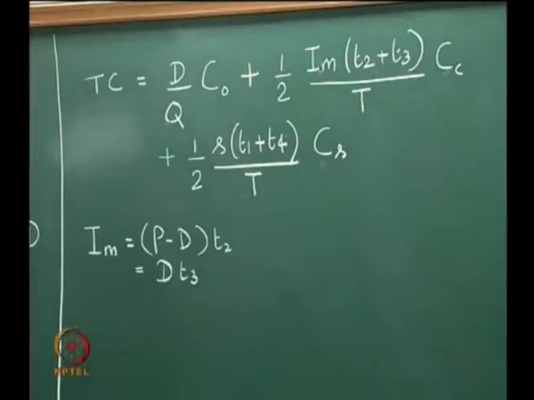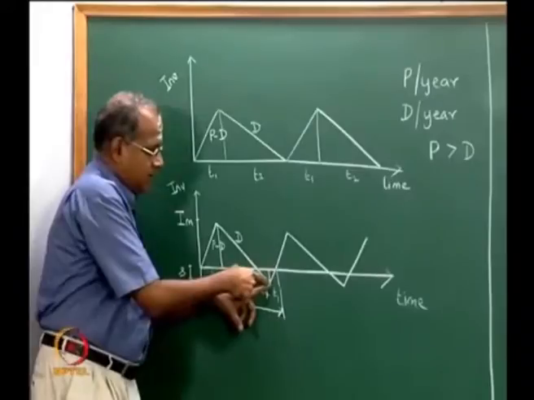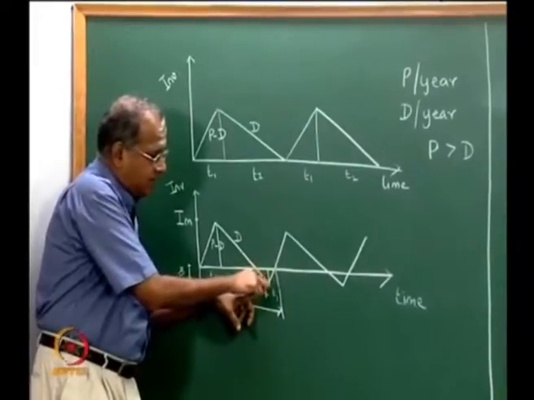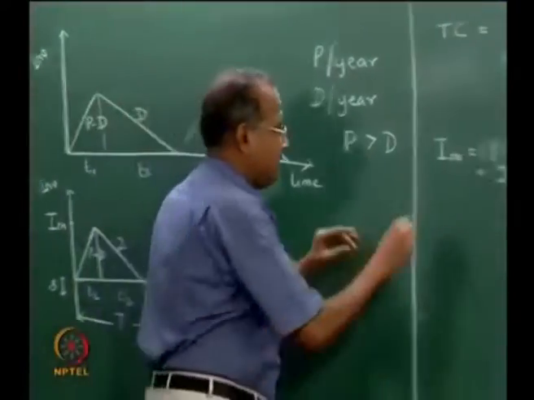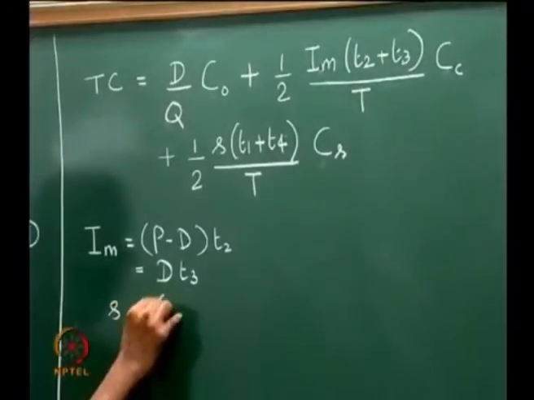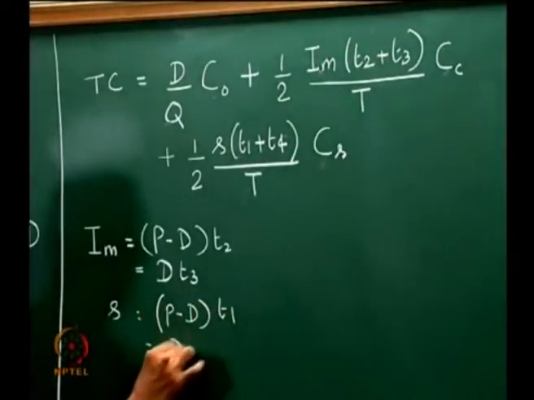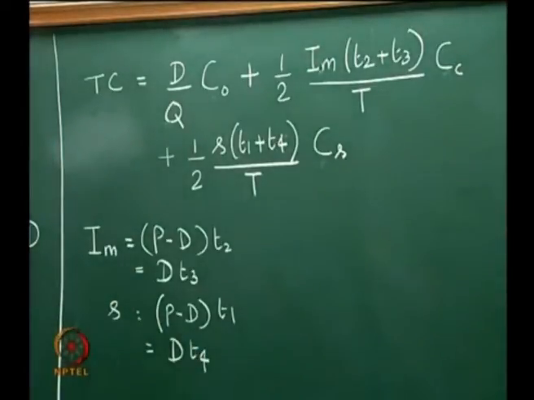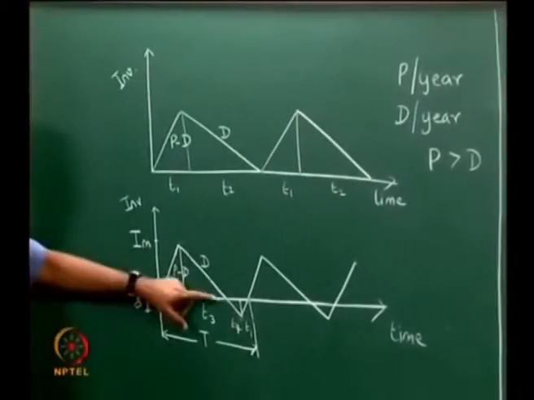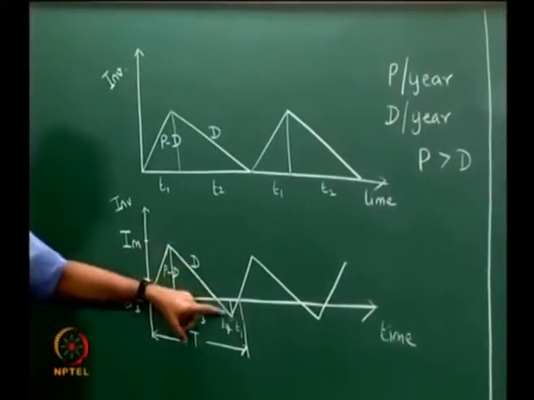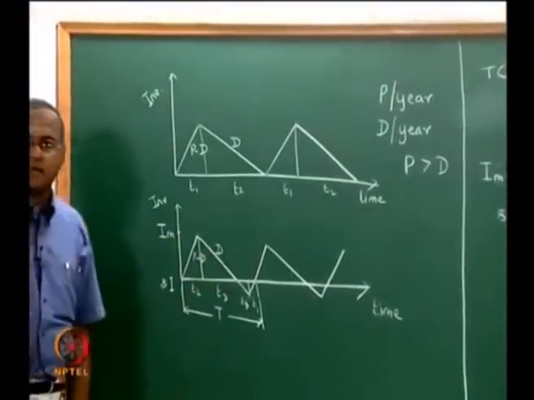Now, S is the quantity that we have here. S, the quantity back ordered, is (P minus D) into T1. So, S is equal to (P minus D) into T1, which is also equal to D into T4, because demand is at the rate of D for a period T4, that is the back order. So, S is equal to D into T4.